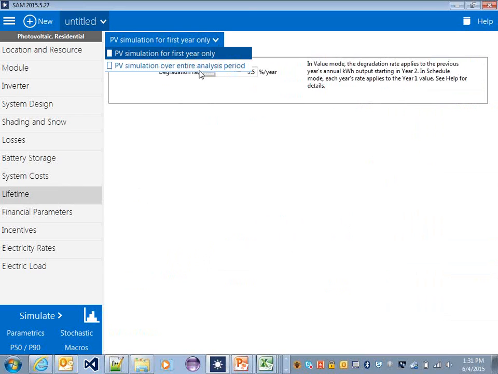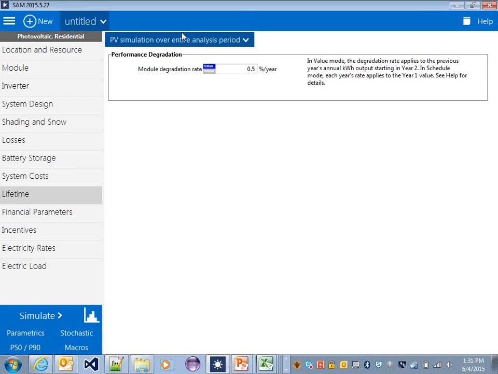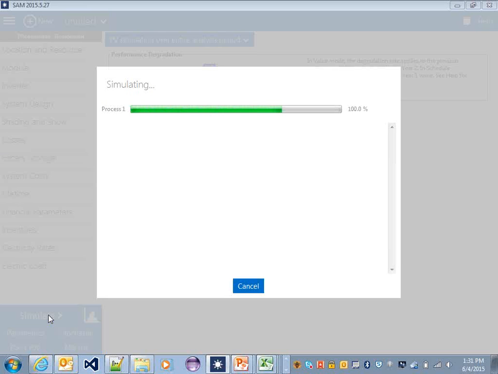Go to this lifetime tab, and as I mentioned, battery analysis is really going to be most beneficial over an entire analysis period, so 25 years for a PV system or 30 years, whatever you want to model. With this, we'll go ahead and click simulate.